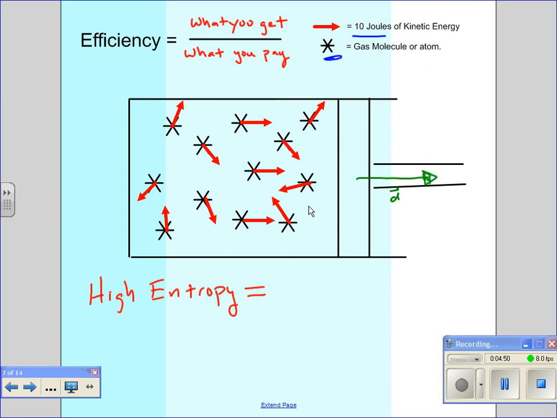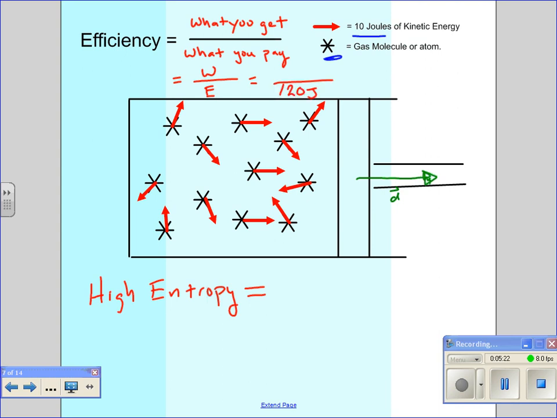Let's go back to what we learned about efficiency in the system. Remember, if we loosely talk about efficiency as what you get divided by what you pay, for an engine that we're trying to design here, what we want is work. And what we pay with is the total amount of energy that's used, in this case thermal energy. So let's take a look at how much energy we have. We've got 12 particles, each has 10 joules of kinetic energy, so the total thermal energy is 120 joules.